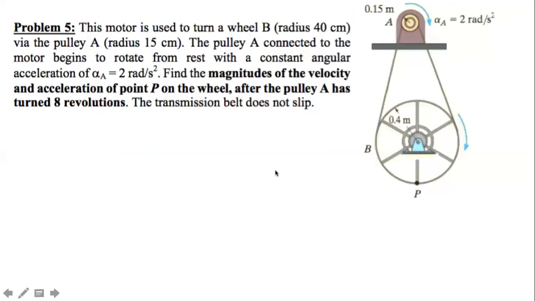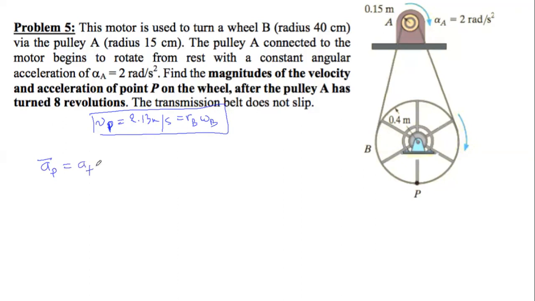Okay, great. Next. So we already know VP. So let me write it down again. VP is 2.13 meters per second. And it's equal to RB omega B. We already calculated it. Now, what about the magnitude of the acceleration? Well, we know that the velocity is purely tangential. So you only have one component of the velocity, which is the tangential velocity. But the acceleration at P has two components, the tangential acceleration plus the normal acceleration.